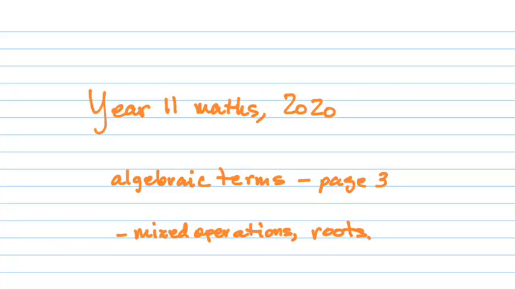So, we've talked about algebraic terms, right? What pieces are algebraic terms? Last time we did our second lesson on algebraic terms, which was operations with algebraic terms. And today we're going to do the third part, which is mixed operations. In other words, you're going to have multiplication and division, and then we're also going to have roots. Not page 3 in our book, page 3 of our continuing saga of the algebraic terms.